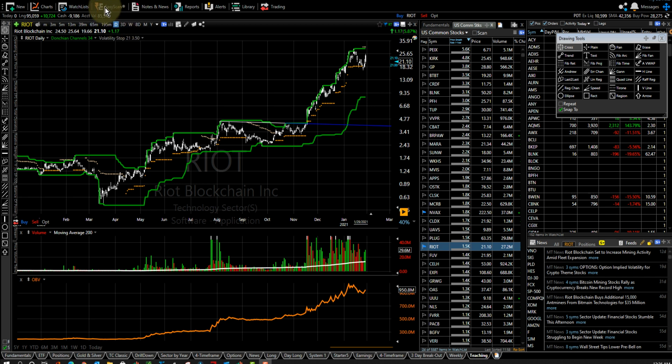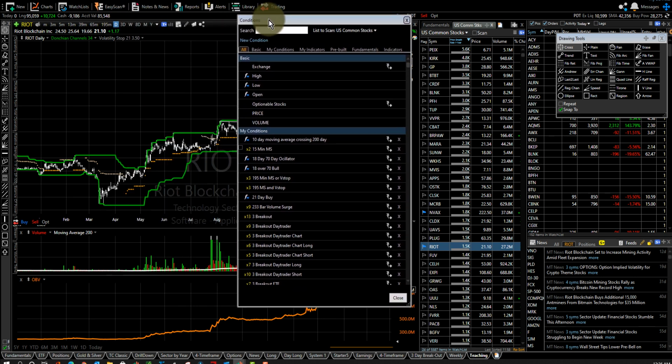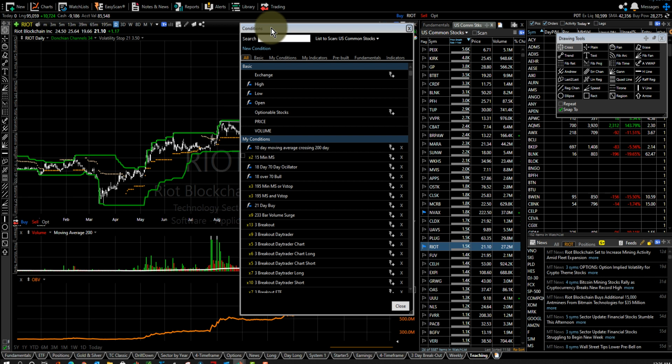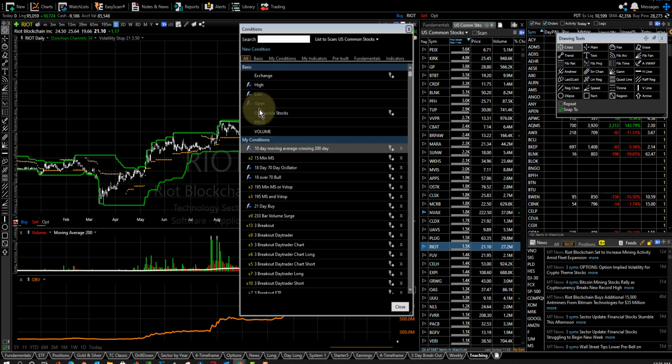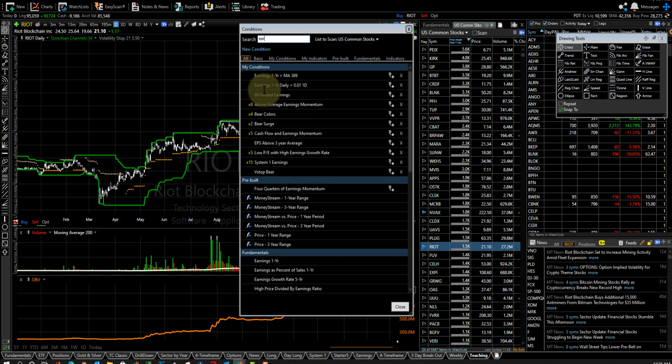TC2000 has a thing built into it called an Easy Scan, but most charting software has something similar, but this is the one I use. And so we're going to build a scan to help find these charts based on the things that I told you to look for. The first thing on our list should be earnings strength.